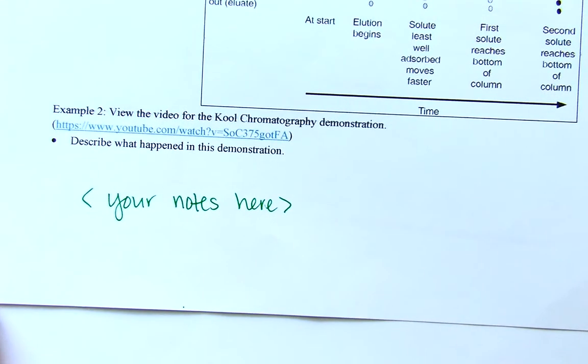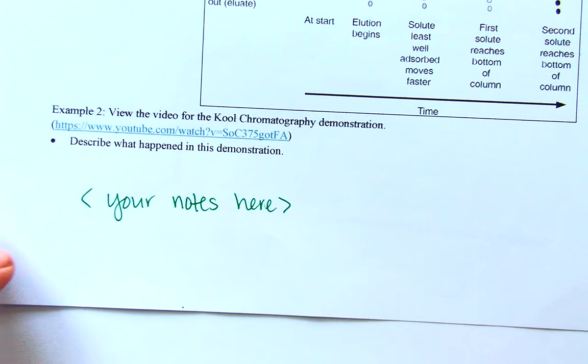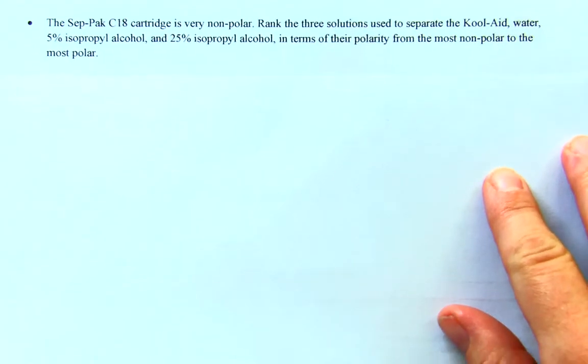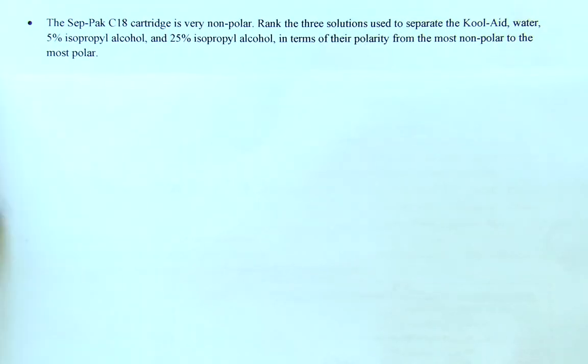All right. So hopefully you did have a chance to watch the cool chromatography demonstration and add your notes here. All right, next thing we're going to do is summarize what happened. So you might have already done this, but we're going to go through the answers. So you were ranking the solutions used to separate the Kool-Aid.